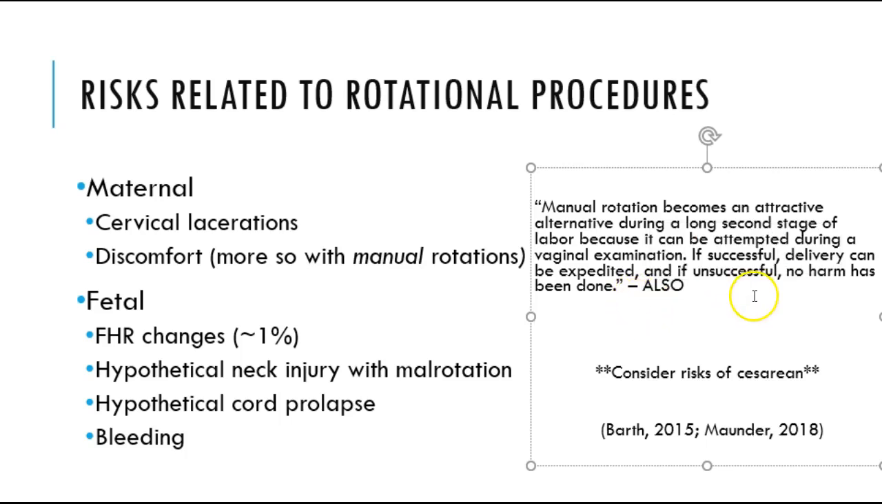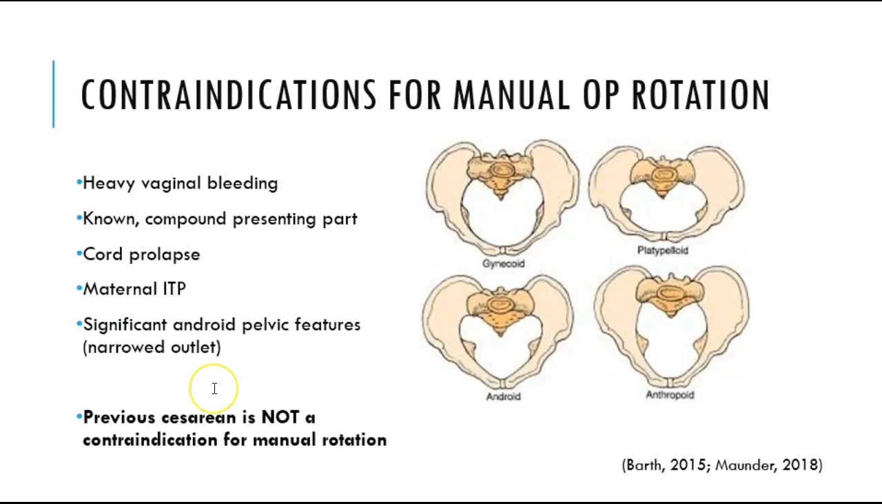But their recommendation is that manual rotation becomes an attractive alternative during a long second stage of labor because it can be attempted during a vaginal exam. And if successful, delivery can be expedited. And if unsuccessful, no harm has been done. So yes, there are risks, but they're not huge, especially if you feel pretty darn confident with knowing where that baby's at and that you're turning the right direction. That's probably the biggest way you could mess this up.